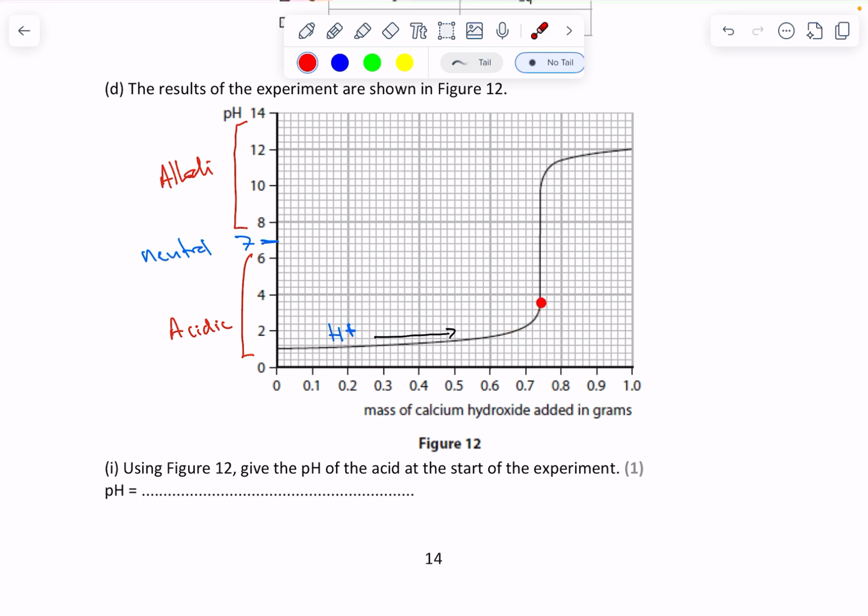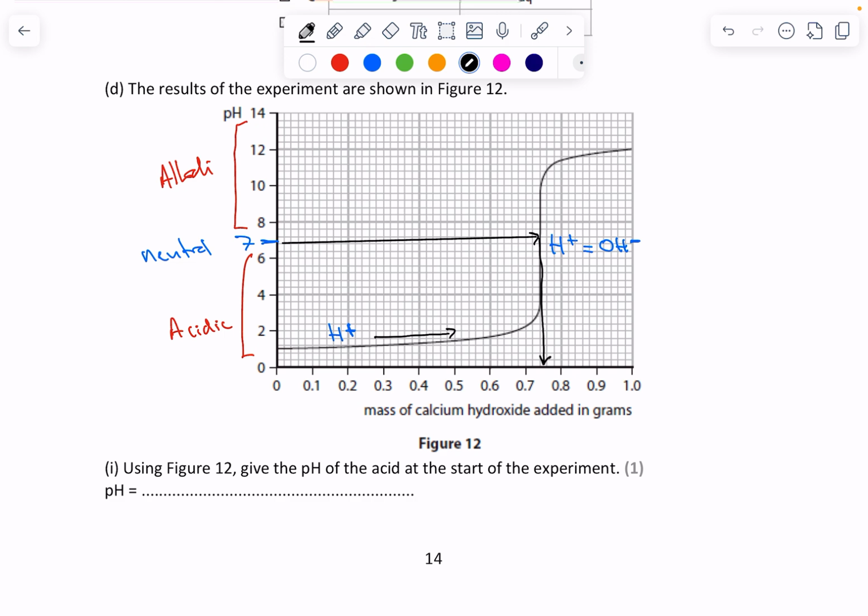And then we get this quite quick change in the amount of H plus ions until we get to this point here where it is neutral. And at the neutral point, the H plus ions are equal to the OH minus ions, and that's why the pH is neutral. If I wanted to work out exactly where that was, I would have a line from there going all the way to the graph, like that, and then I could work out exactly how much of the calcium hydroxide is required to neutralize the acid.